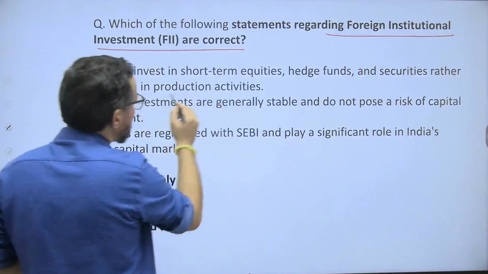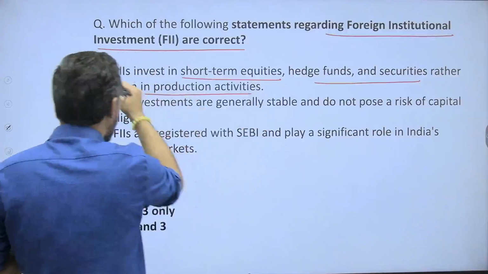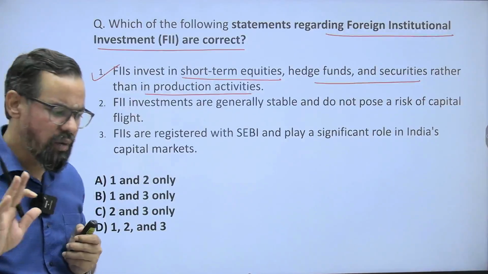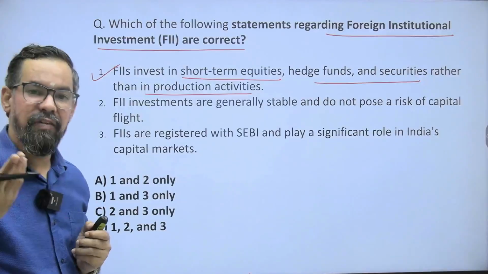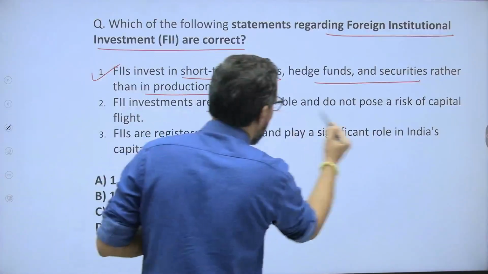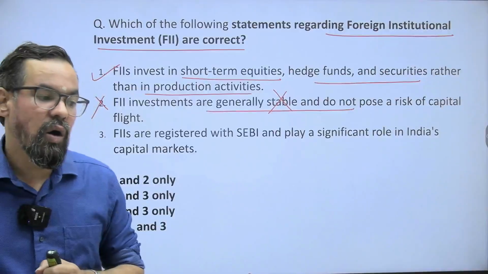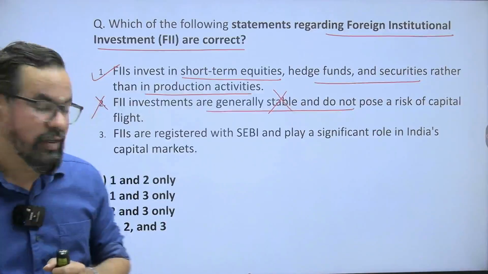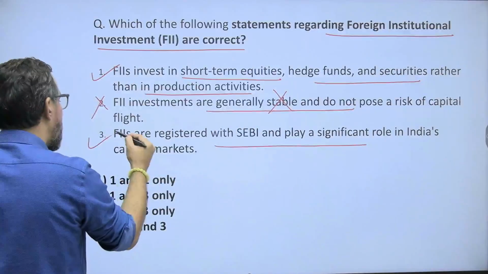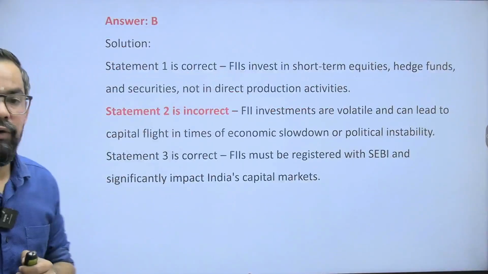FII invest in short-term equities, hedge funds, securities rather than productive capacities. FIIs basically invest in the stock market. They generally take indirect ownership in the securities. FDI generally invests in productive capacities, right? FII investments are generally stable? No, these are volatile investments. As the business or economic trend changes, they'll also change their investment, right? FII are registered with SEBI and play a significant role in India's capital market, 100% true. So 1 and 3 means option B must be the right answer for this one, correct?